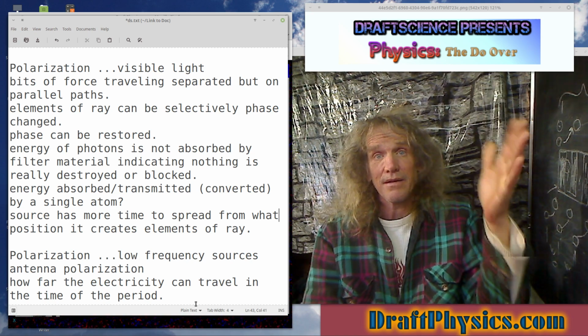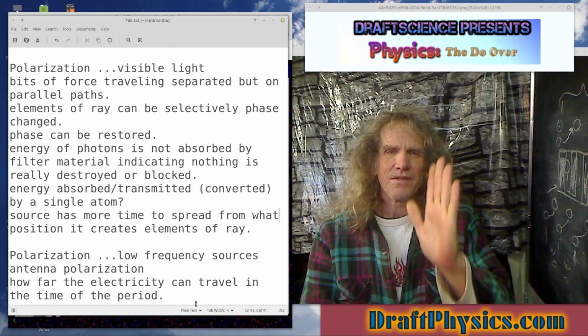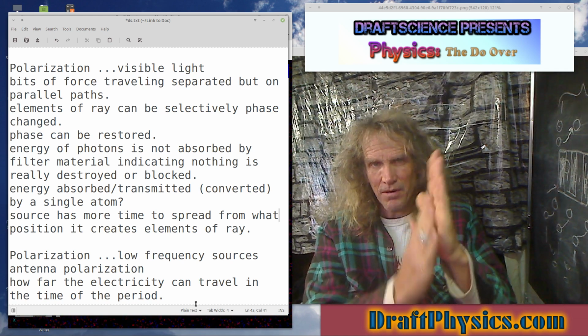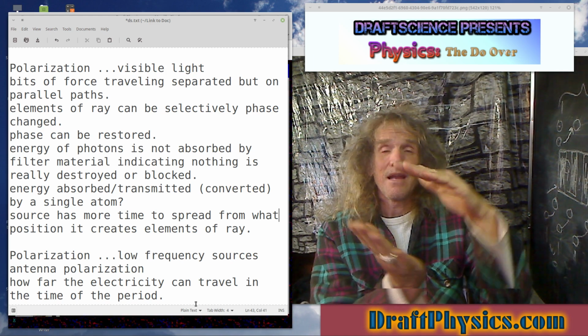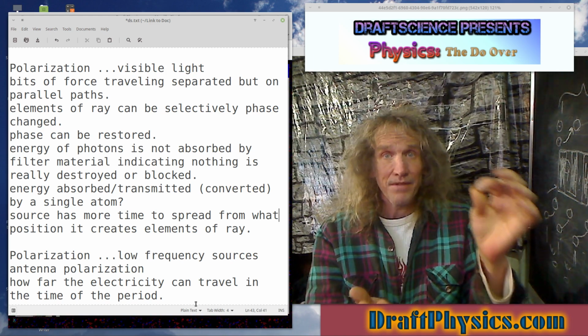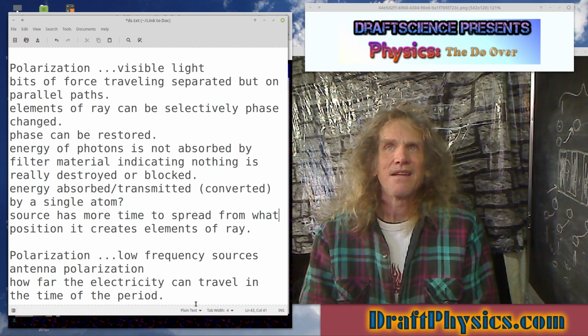They do spread. We haven't been able to make a device that is so perfect, where the atoms are so perfectly aligned with each other, that they create a photon where every single bit of energy is traveling a perfectly parallel path. It's hard to manufacture that.